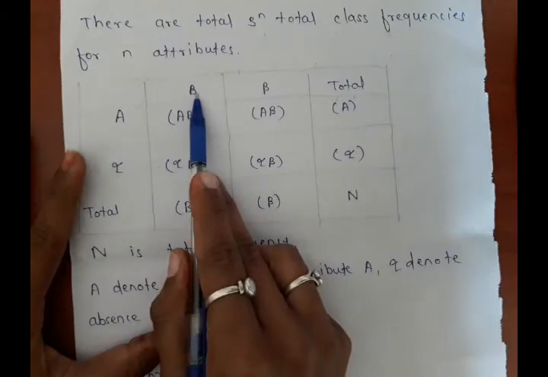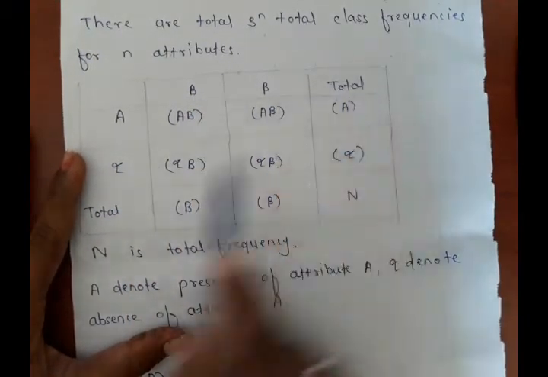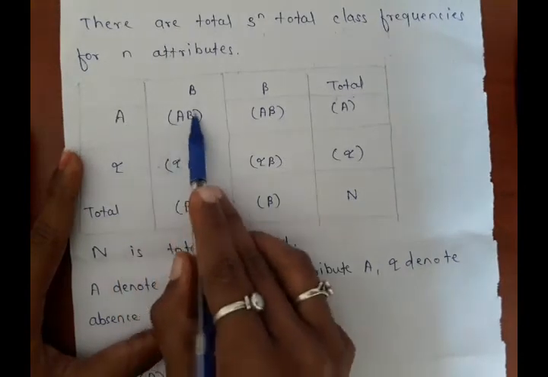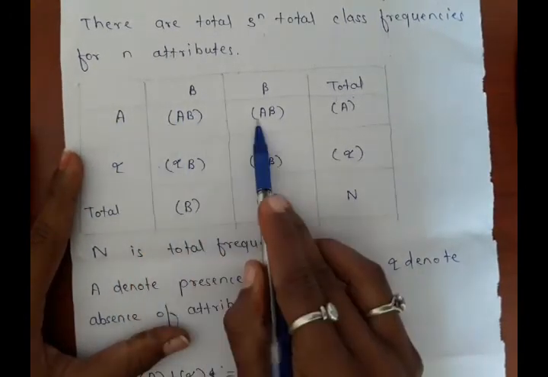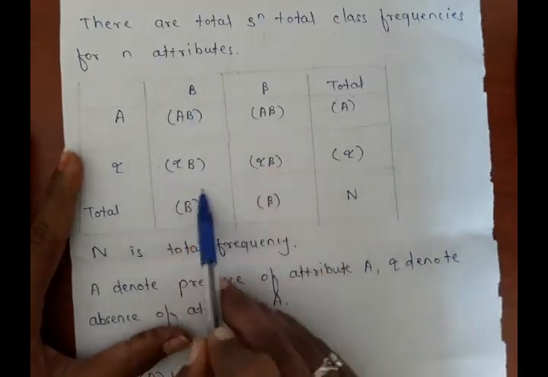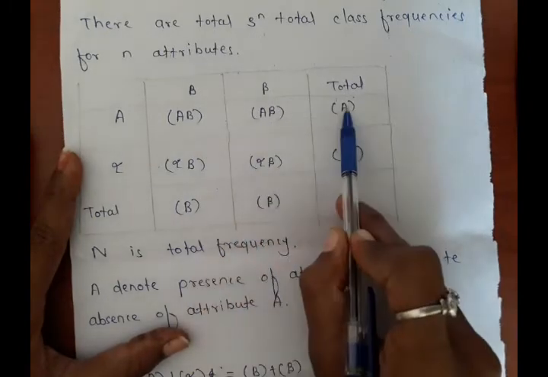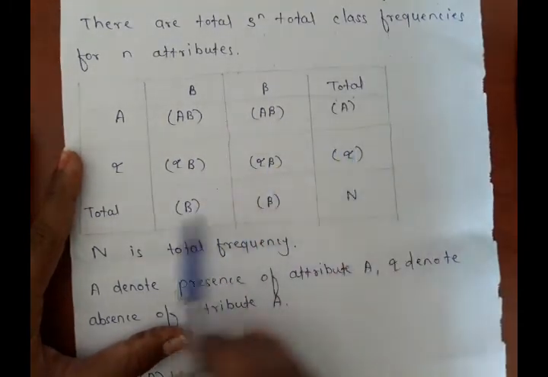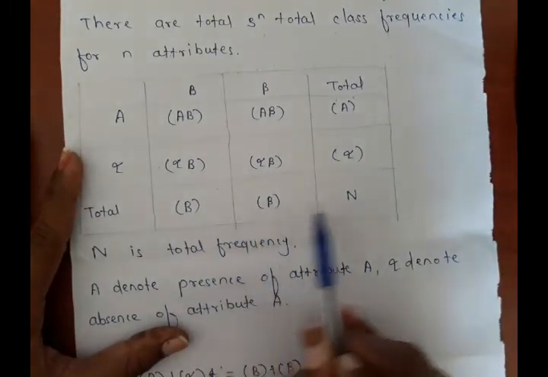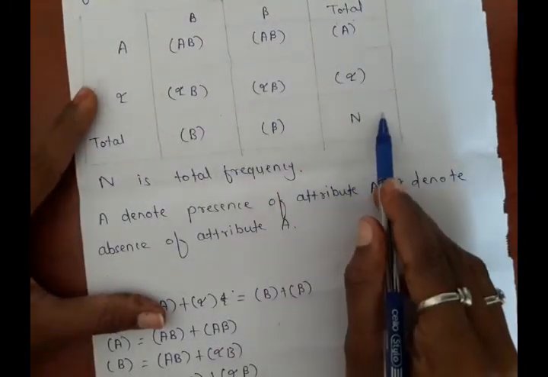So, A alpha, B beta. This is total: (AB), (Aβ), (αB), (αβ), which is equal to (A), (α), (B), (β), and this is total N. This N is the total frequency.